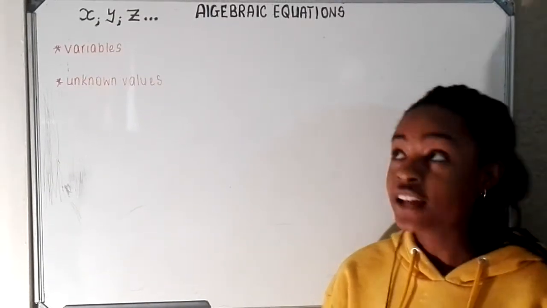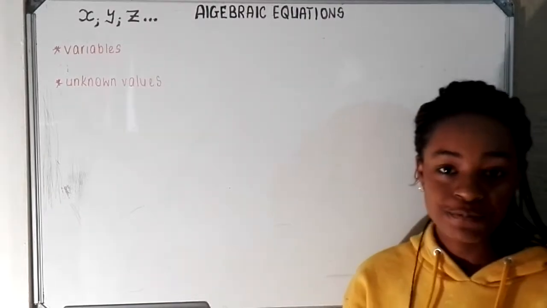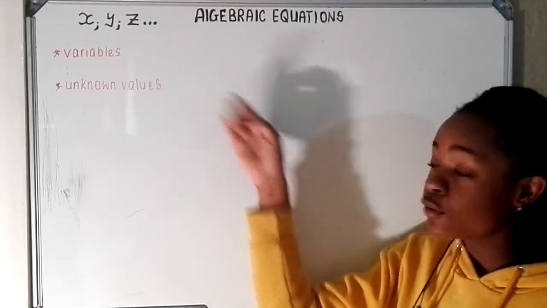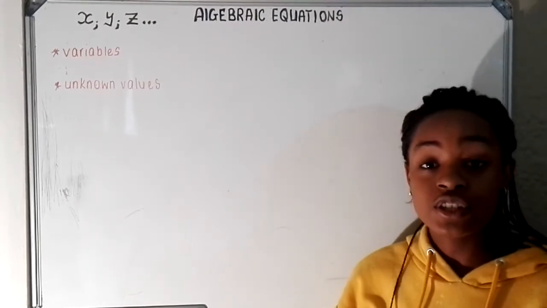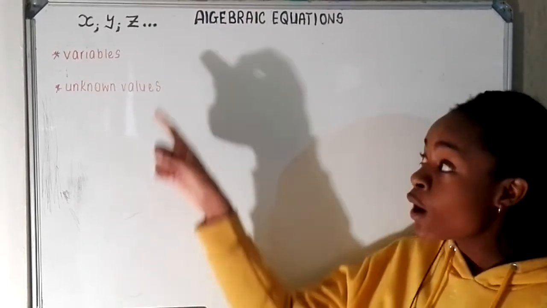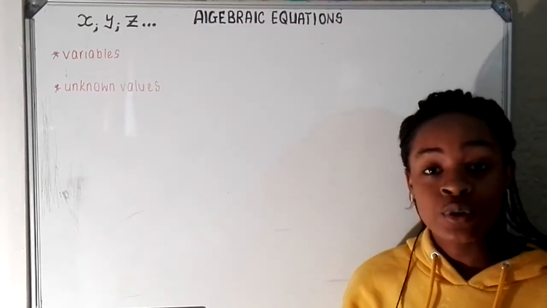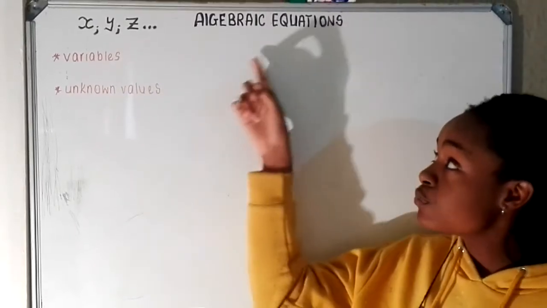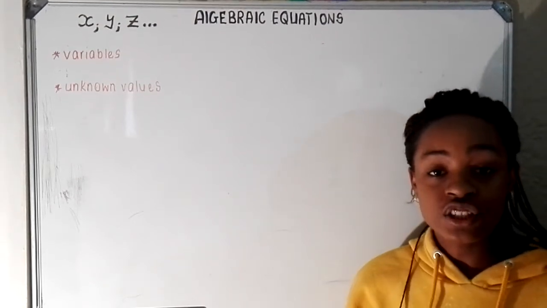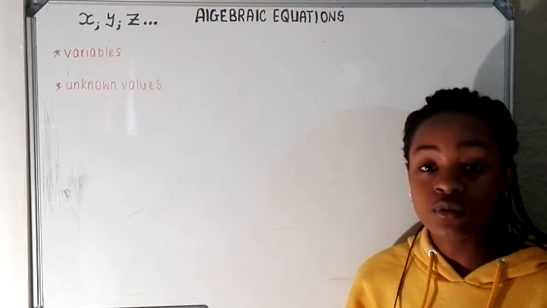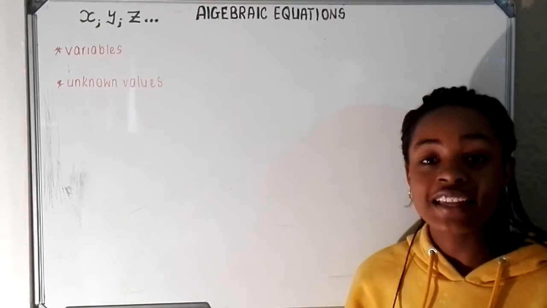Today we're going to learn how to solve algebraic equations. Okay, algebra involves variables and unknown values. Solving for equations is basically figuring out what those variables or unknown values are. In today's video, we will learn how to solve for algebraic equations using addition and subtraction. But in the next video, we'll learn how to solve for algebraic equations using multiplication and division.